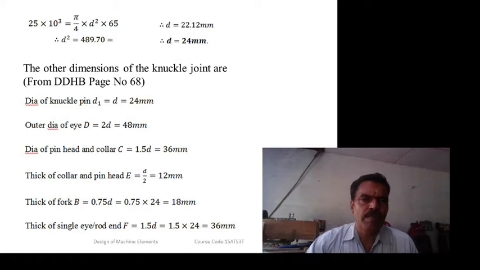Next, the diameter of the pin head and collar, denoted by capital C. That is equal to 1.5 times d. So that is 1.5 into 24, you will get 36 mm.